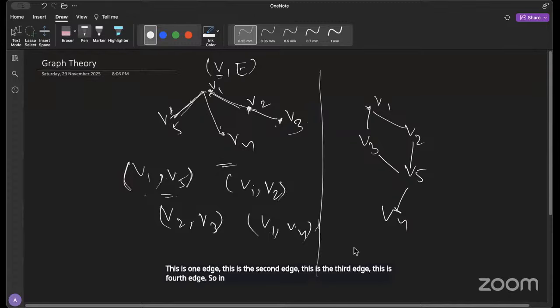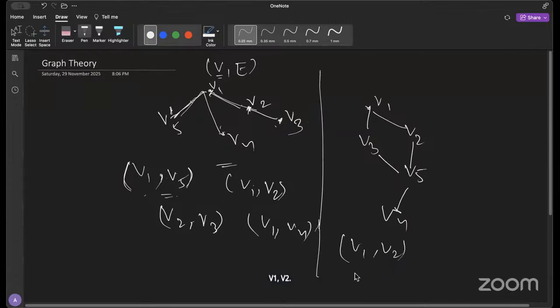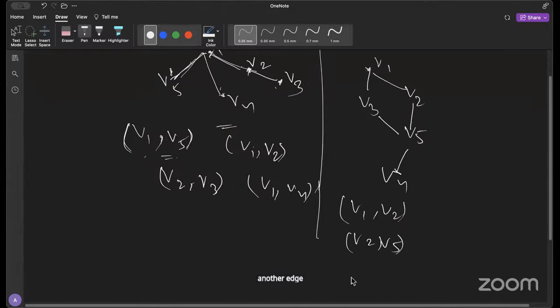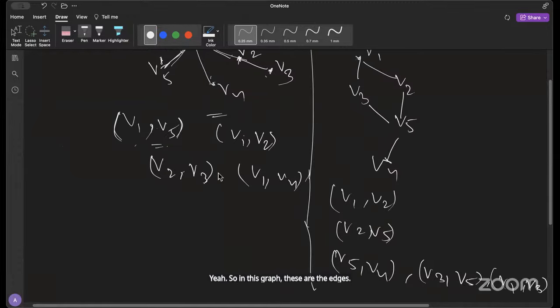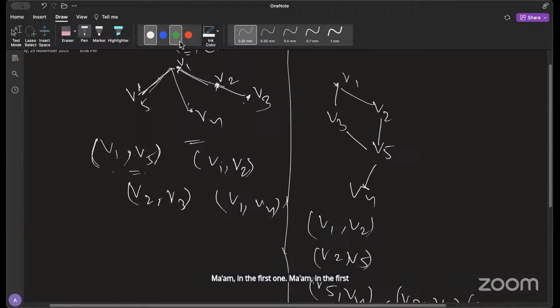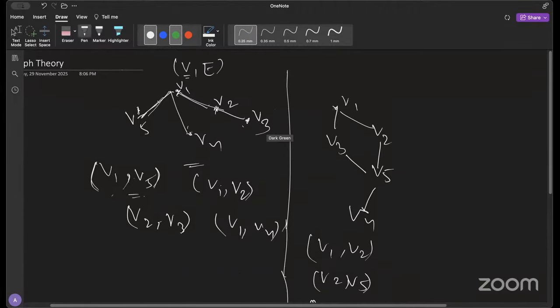So in this one, it's V1, V2, then V2, V5, another edge, then V5, V4, V3, V5, and V1, V3. Yeah. Ma'am, in the first graph, these are the edges. Ma'am, in the first one, we cannot say V1 and V3. No, V1 and V3 is not an edge.